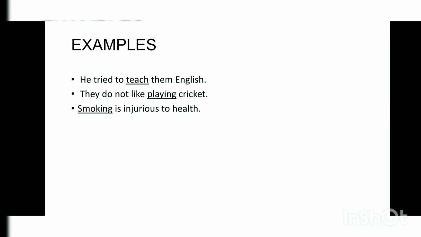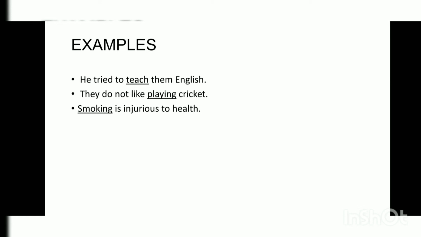First example is, he tried to teach them English. Now let's change he to they. They tried to teach them English. Here he is singular and they is plural, but the verb teach stays teach despite the change in the subject. The next is, they do not like playing cricket. Now if I change the tense and make it did, past tense, they did not like playing cricket. So the playing stays same, the verb stays same. Similarly, smoking is injurious to health. It also stays same. So these are the examples of non-finite verbs.